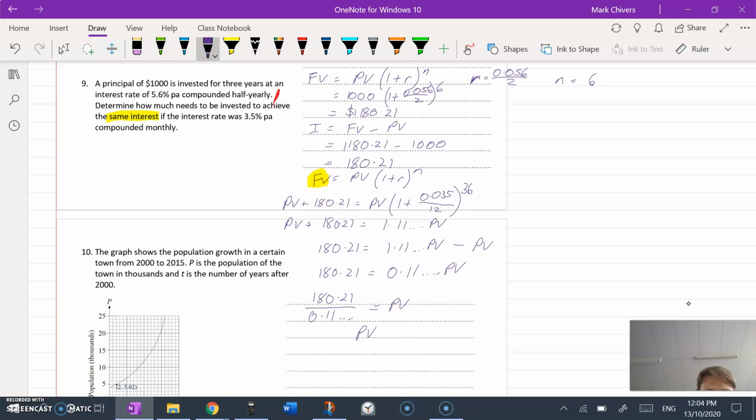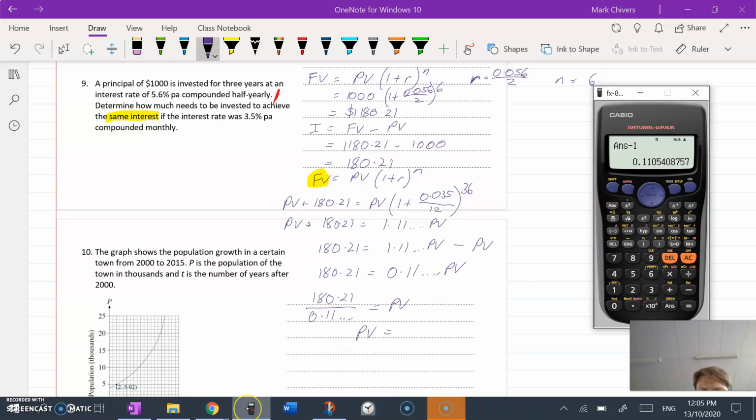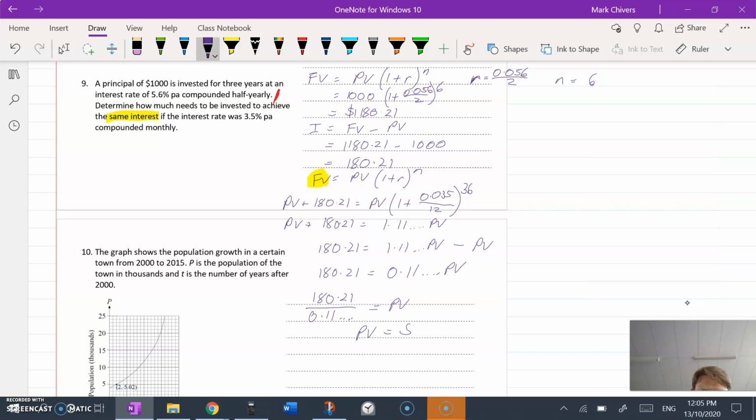So I just put that into my calculator. In this case, actually what I'm going to do is go 180.21 over the answer we previously got, and I get $1,630.26. So that's how much I need to invest to earn the same amount of interest. That's pretty full on and involved there, so that's a pretty difficult question.